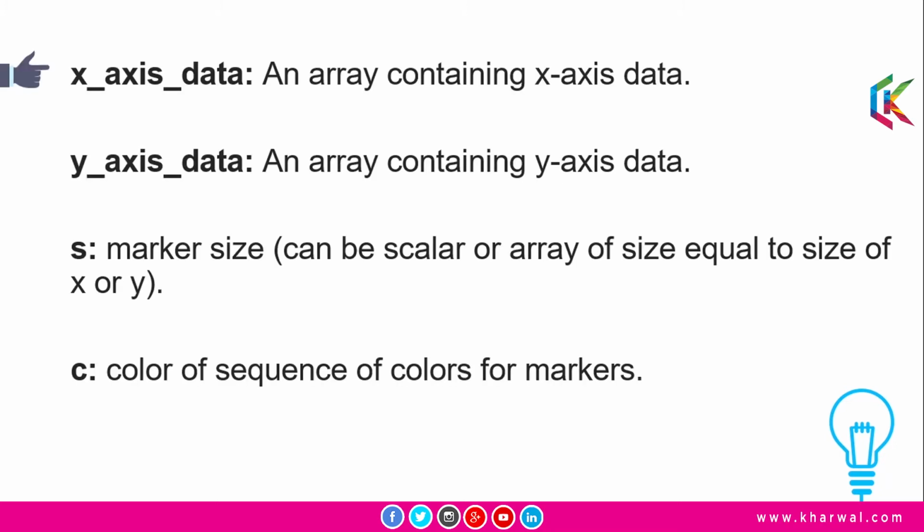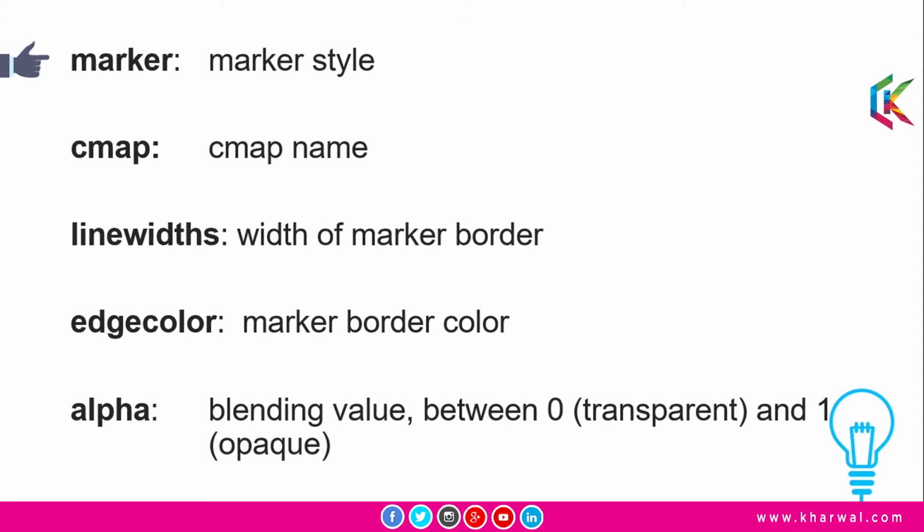X-axis data is an array containing x-axis data, whereas y-axis data is an array containing y-axis data. S represents the marker size and it can be a scalar or an array of size equal to the size of x or y, where c represents the color or sequence of colors for markers. Marker represents the marker style. Cmap means the colormap name. Linewidth represents the width of the marker border. Edgecolor represents the marker border color. And alpha is a blending value: 0 means transparent and 1 means opaque.